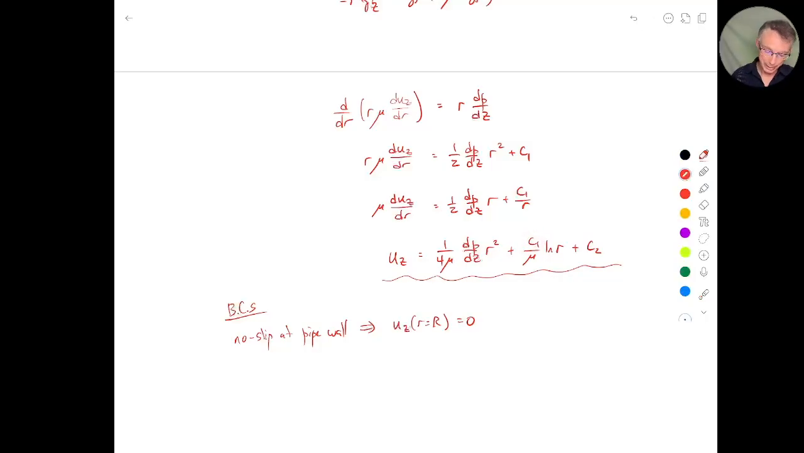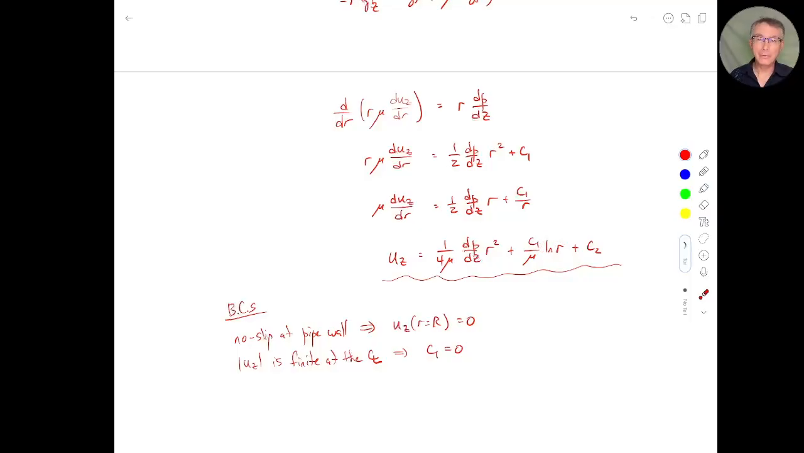So I can write that as, or let me just write it this way. The magnitude of uz is finite at the center line. That's the center line symbol. So what that'll end up meaning is that c1 has to be 0 because we can't have this natural log term going to infinity.